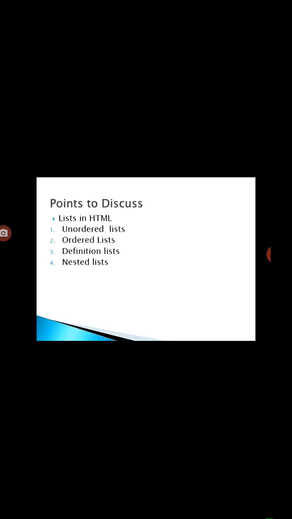Welcome to chapter 5, Web Designing Using HTML Part 1. In this video, we are going to discuss various lists in HTML. There are different types of lists such as unordered lists, ordered lists, definition lists, and nested lists.